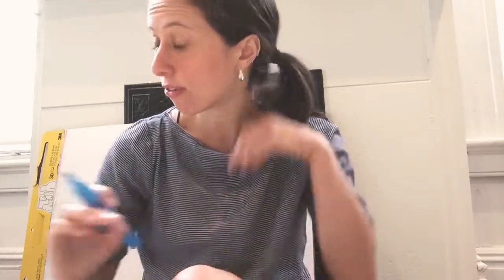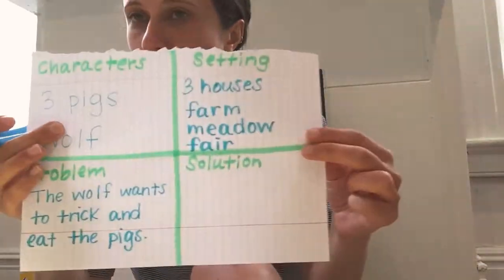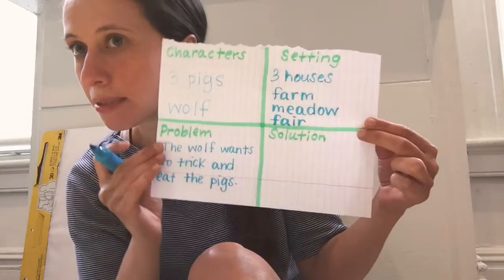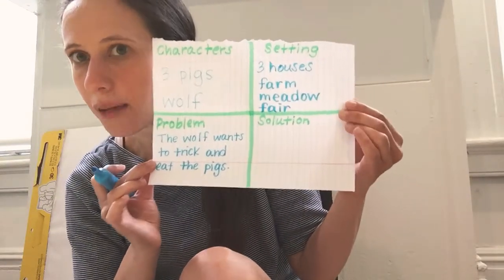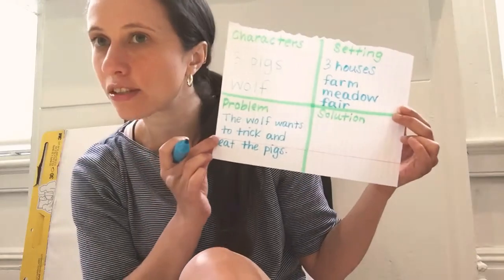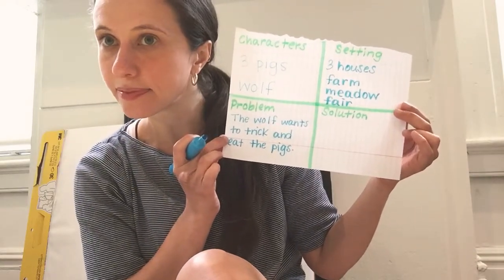And the first 2 little pigs were not clever enough for the wolf because they chose straw and sticks to build their homes. And the wolf just huffed and puffed and blew their houses down. But there is a solution. How is the problem solved? Even though 2 of the little pigs were gobbled up, the third pig solves the problem.